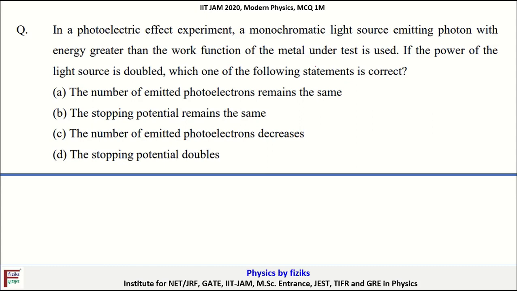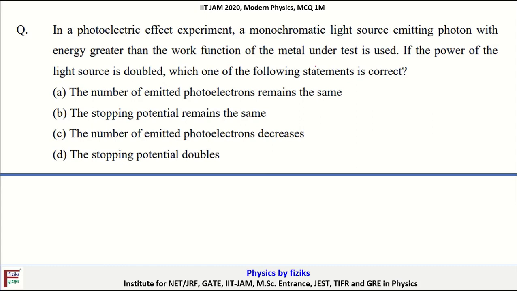This problem is related to the photoelectric effect. In a photoelectric effect experiment, a monochromatic light source emitting photons with energy greater than the work function of the metal under test is used. If the power of the light source is doubled, which one of the following is correct?